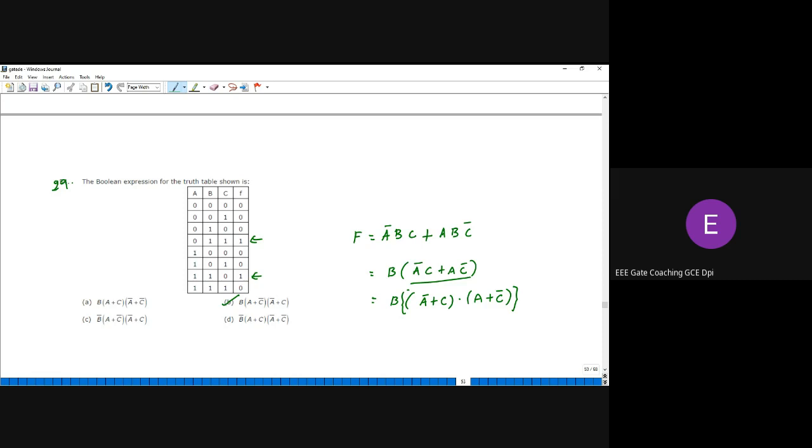Option D. You can check this one, okay? So for 0 1 1 1, okay? So this is 1.